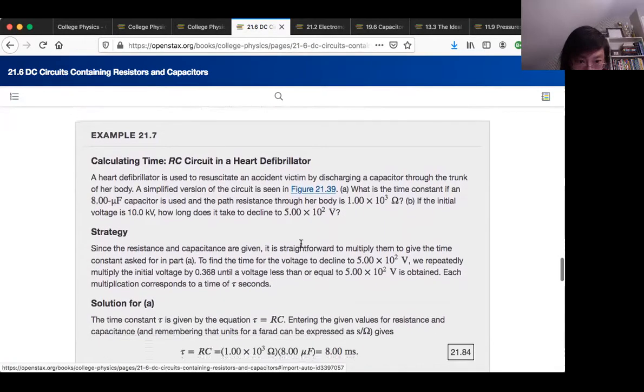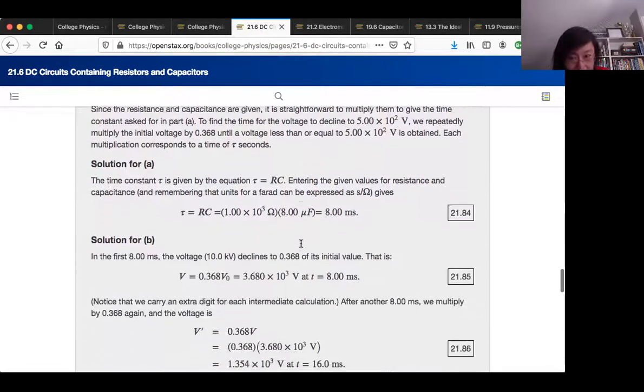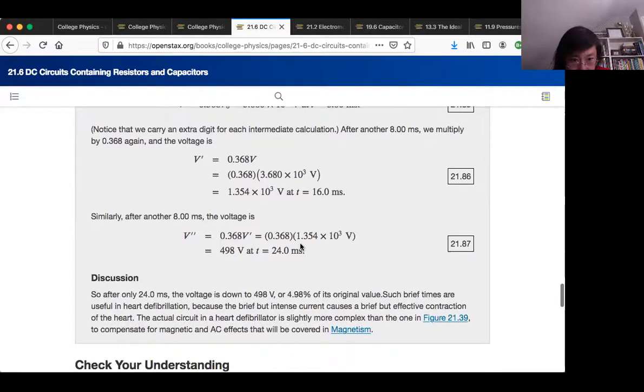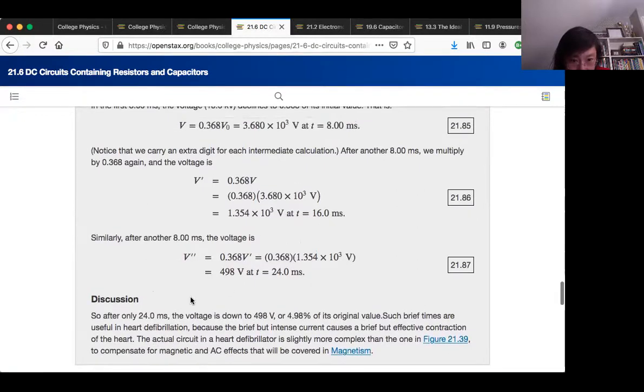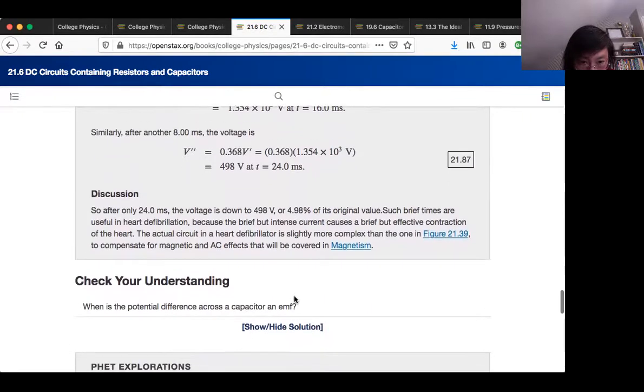And this example, 21.7, the RC circuit in a heart defibrillator, is actually very practical and important. So take a look at this example and understand how it works and why it runs effectively. In this particular problem, you can get the voltage down in 24 milliseconds, so less than about 1/40th of a second. You can discharge 95% of the voltage, right? And that's really good because you want that super quick shot of electrical energy into the heart so that you can go ahead and do that.